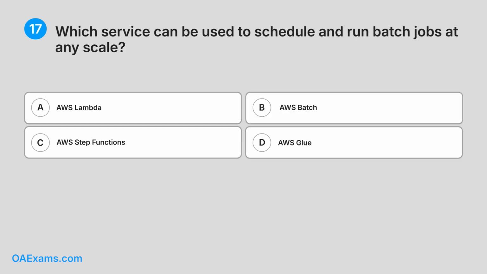17. Which service can be used to schedule and run batch jobs at any scale? A. AWS Lambda. B. AWS Batch. C. AWS Step Functions. D. AWS Glue. What do you think is the answer?